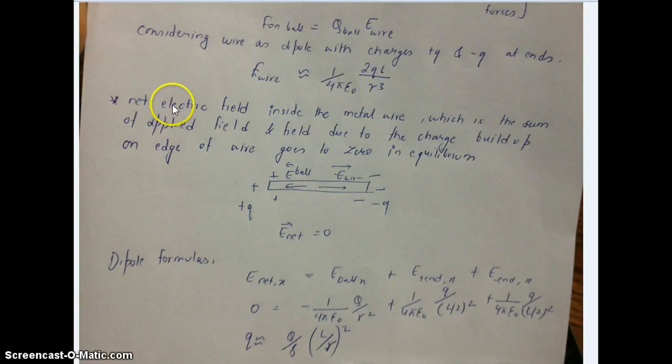Now we also need to know that the net electric field inside the metal wire, which is the sum of the applied field and the field due to the charge buildup on the edge of the wire, goes to 0 in equilibrium. So we can consider that E net equals 0 in equilibrium. This can also be demonstrated by this figure, where you can see the E ball cancelled by the E wire.